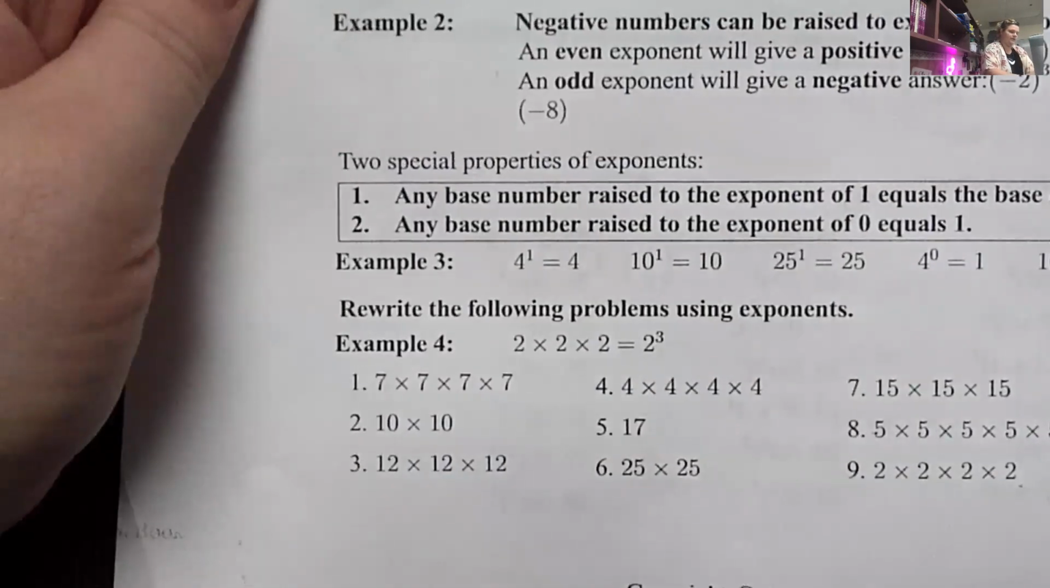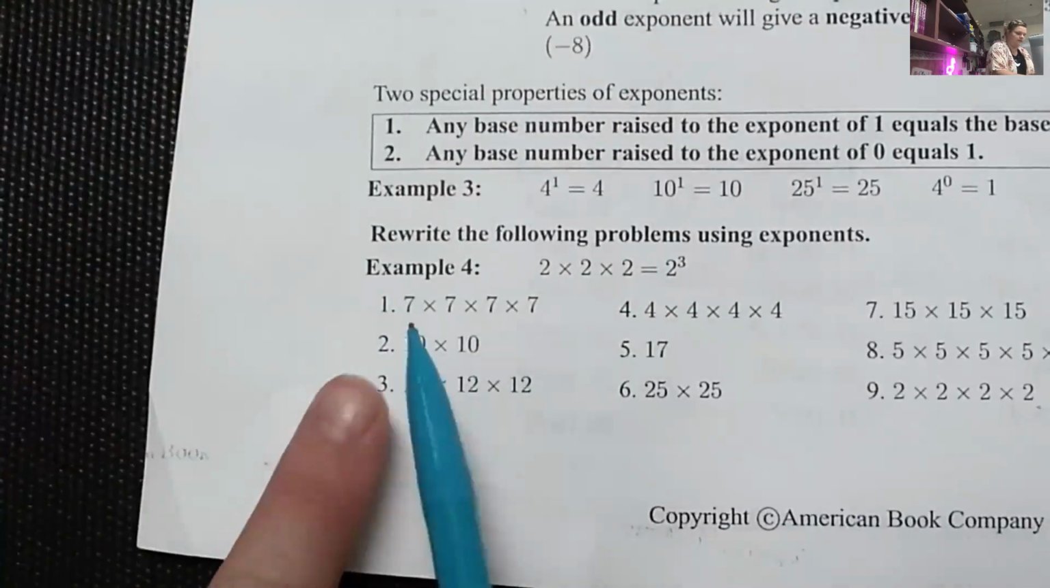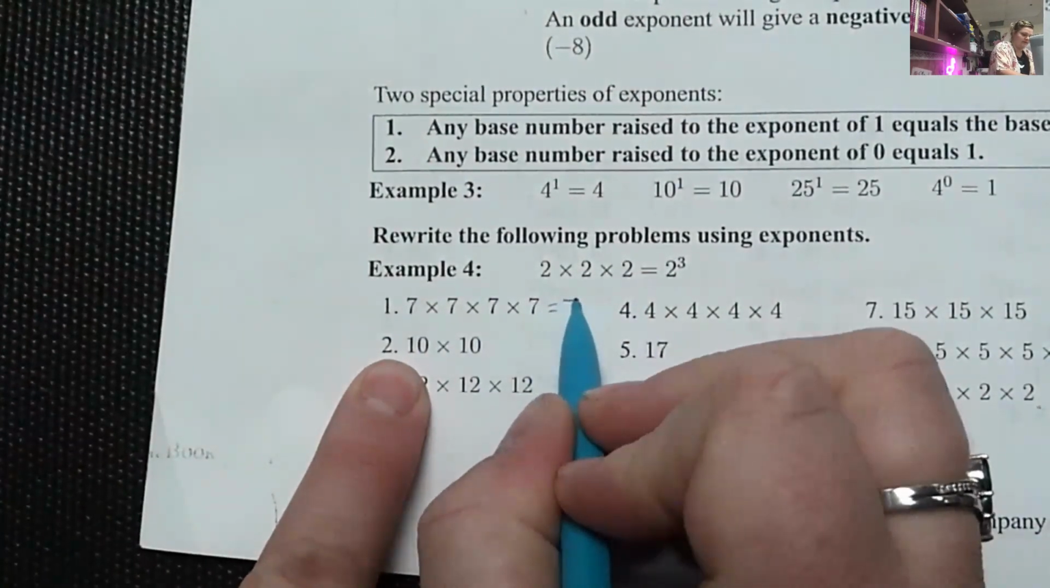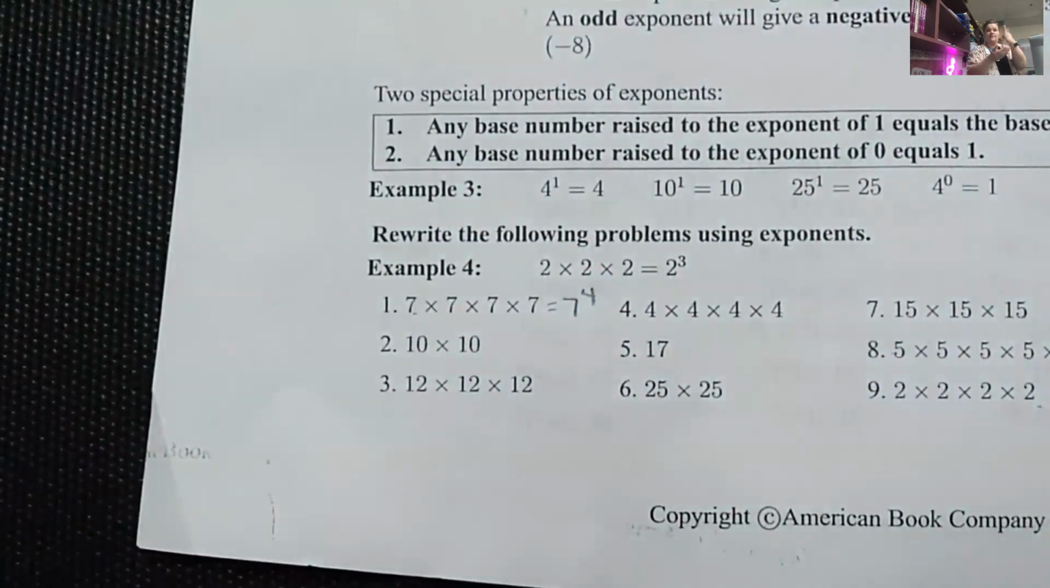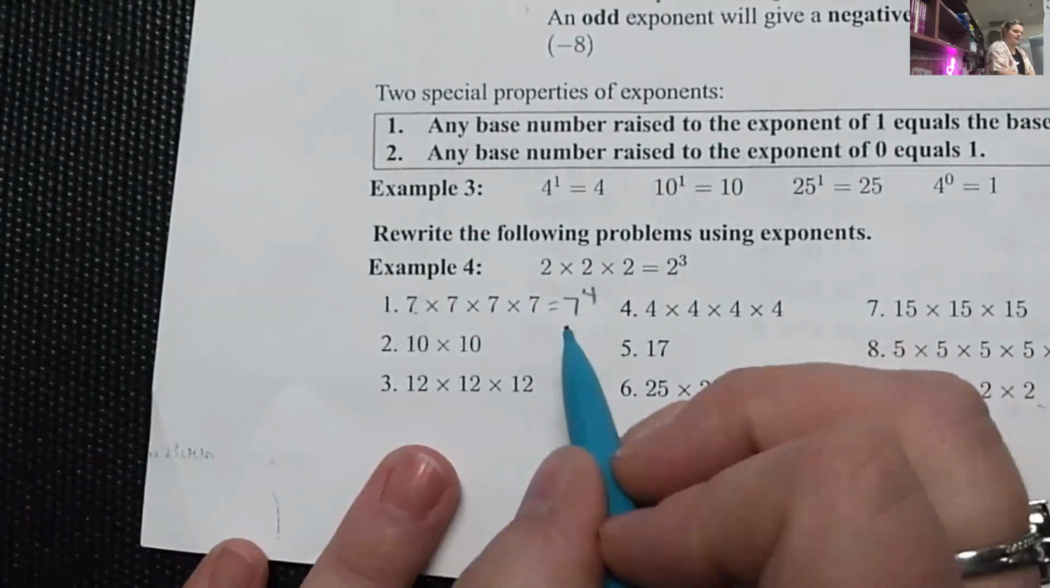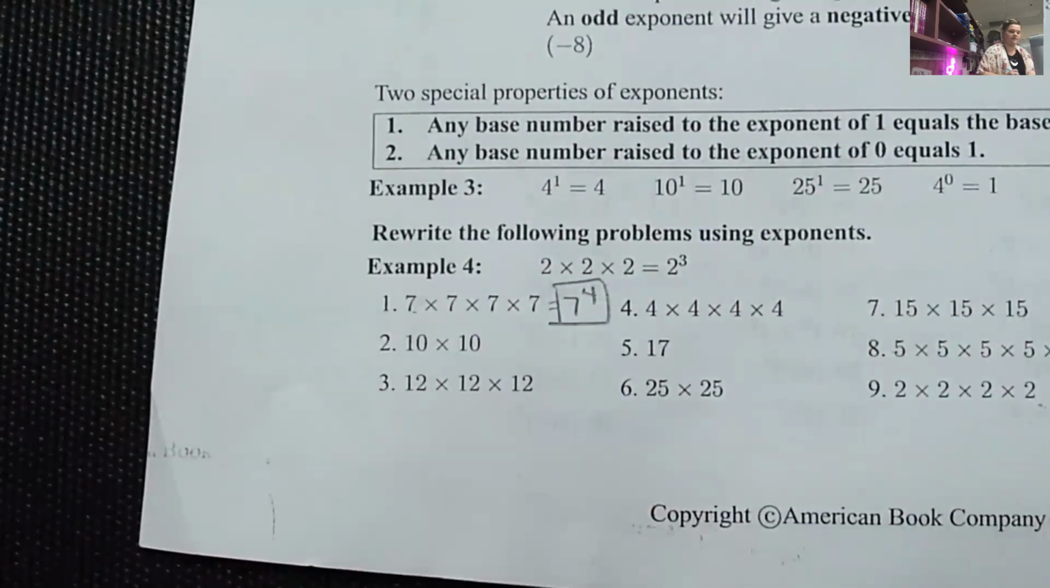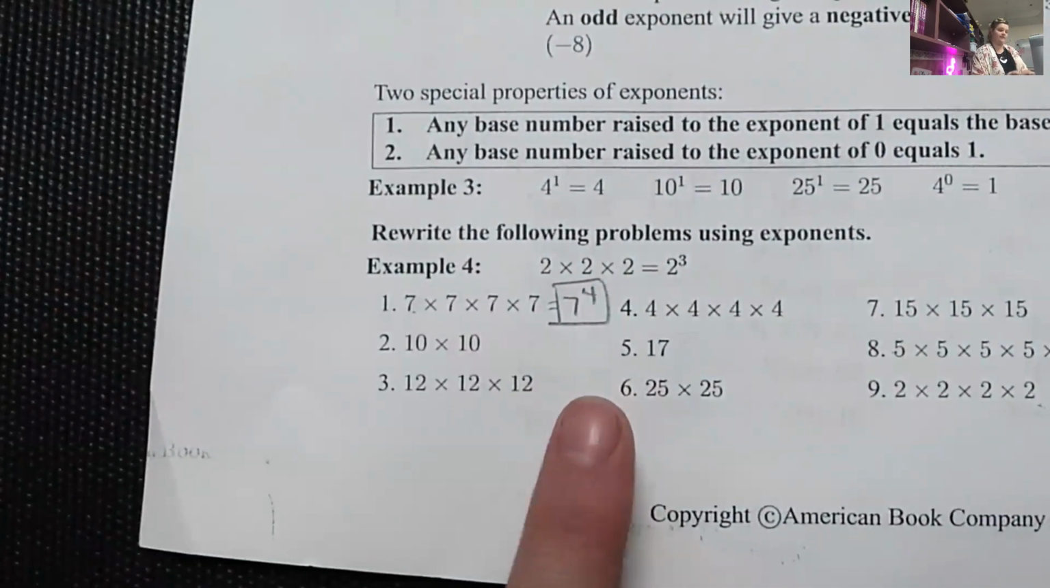Okay, so if you look here, like on the first one, your base is going to be that 7, and there's 1, 2, 3, 4 of them. So 7 to the 4th. So that's 7 times 7 times 7 times 7. If I rewrite that as an exponent, that's 7 to the 4th. This one should not take very long.